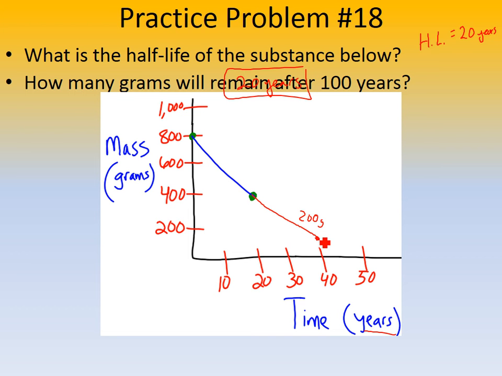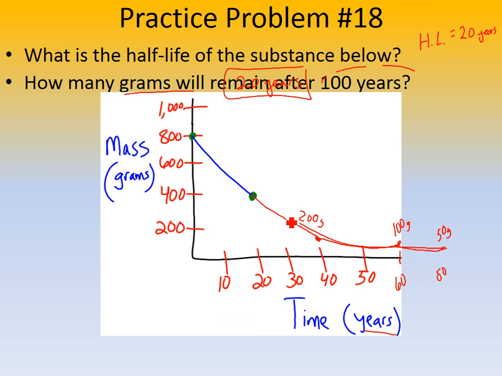But it wanted to know how many grams will remain after 100 years. So what are we going to do next? What's 20 more years farther than 40? 60. How much is going to remain? 100 grams. So that graph is just kind of coming down. And then 20 more years is what? 80. How much remains at 80? 50 grams.